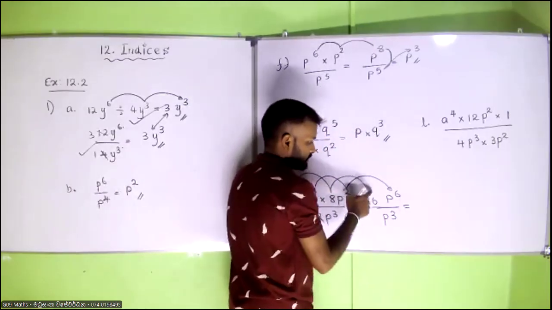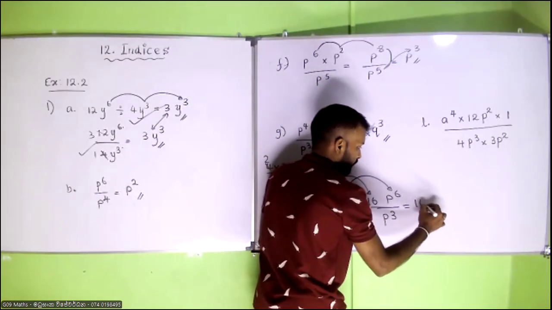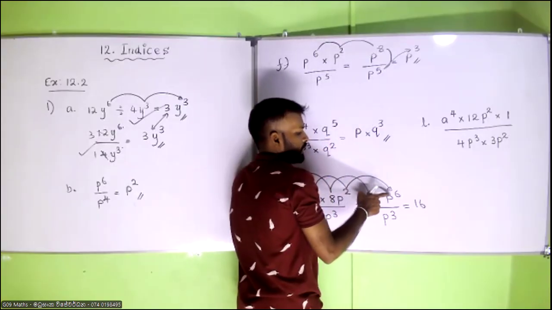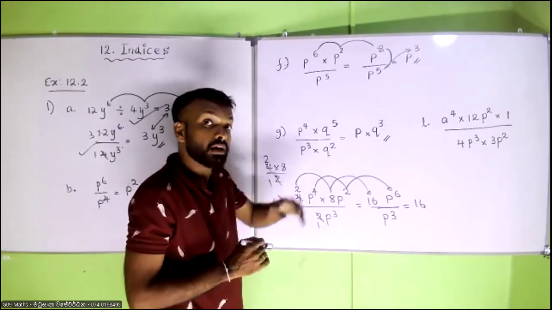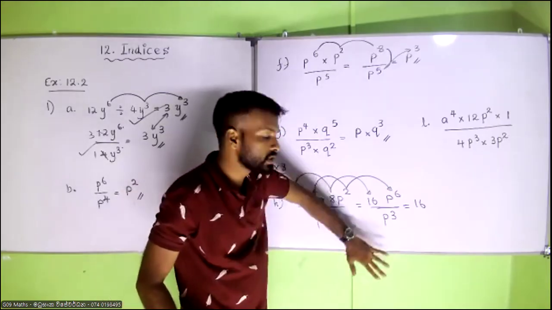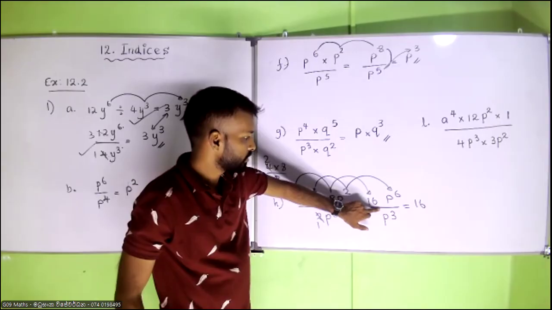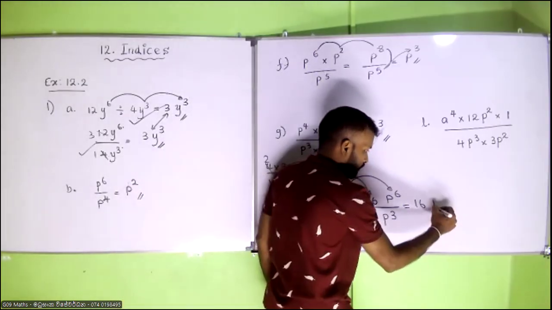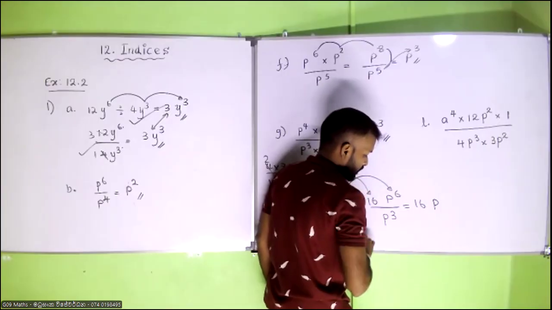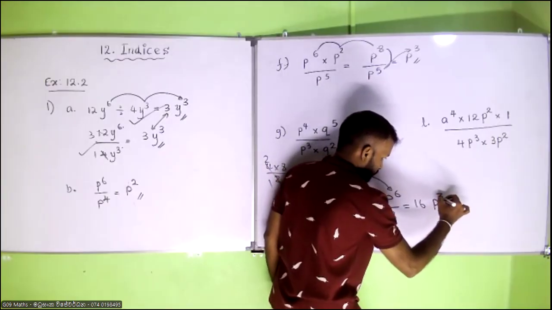What is this? 16 is here. Okay. P to the power 6 divided by P to the power 3. Same base, divide. Right? P to the power 6 minus 3, which is P to the power 3.